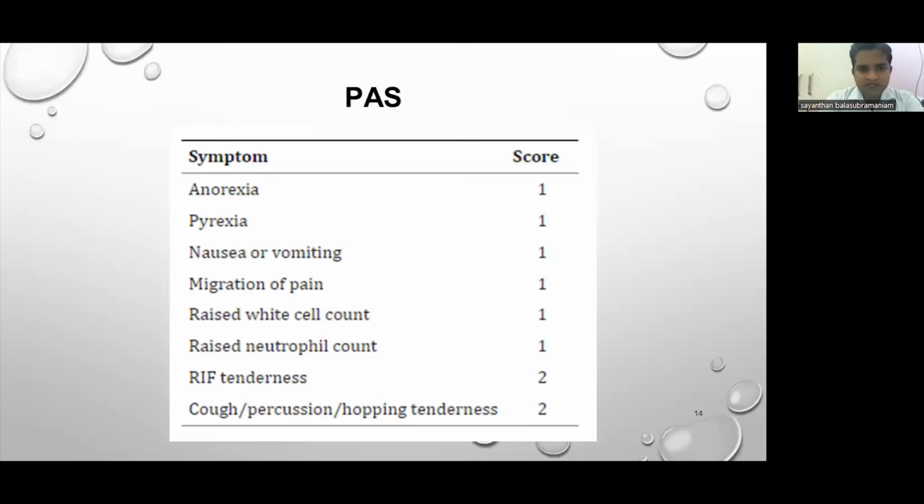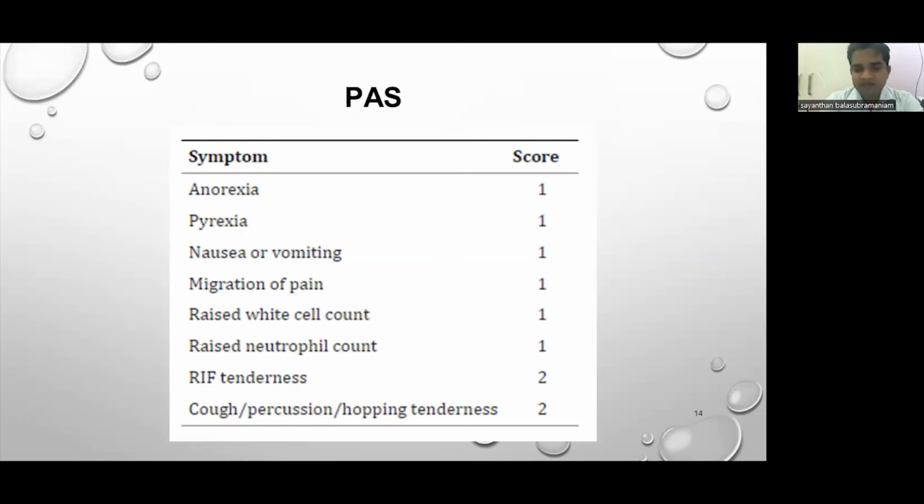This is the PAS score. You can see anorexia, they give 1 mark. Pyrexia, meaning fever, 1 mark. Even a mild temperature elevation, we need to give 1 mark. Nausea, vomiting, again 1 mark. Migration of pain, 1. Raised blood WBC, 1. Raised neutrophil, again 1. RIF tenderness, 2 marks. Cough, percussion tenderness, hopping tenderness, 2. So the hopping sign is an easy way.